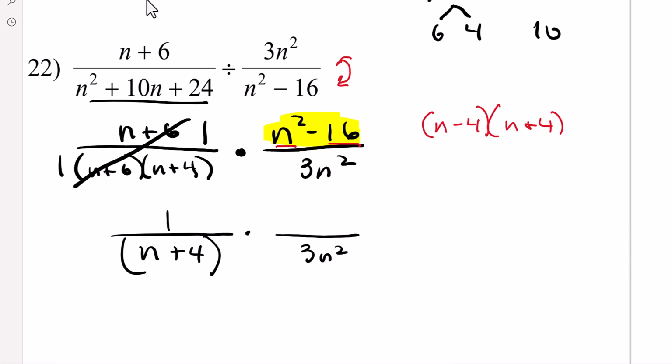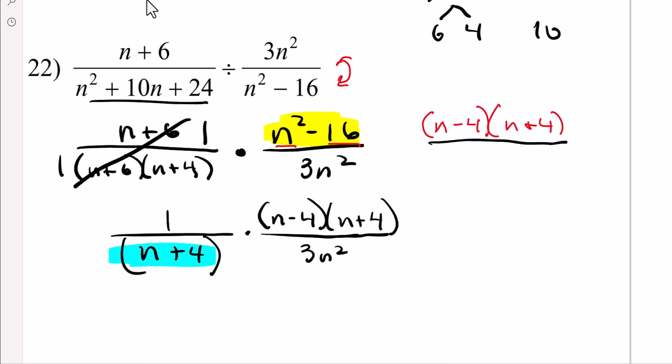n squared minus 16 factors to conjugates. n subtract 4, n plus 4, and then diagonally, those two things cancel. 1 times n subtract 4 is n subtract 4. And then 3n squared times 1 is 3n squared. So that's the simplified version. All right, that's it for when you're dividing rational expressions.